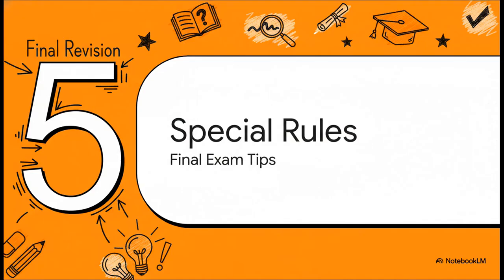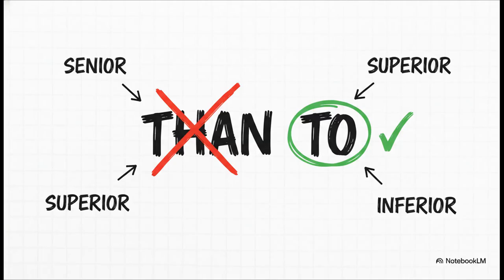We're almost at the end of our revision now, so let's quickly cover a few special rules that you must keep in mind. These are the ones that will help you score those full marks. Look at these words on the screen: senior, junior, superior, inferior. All these adjectives that end in R have a special rule. They are always followed by the preposition to, never by than. So you must say, he is senior to me, not senior than me. This is a very common exam trap, so please remember it.